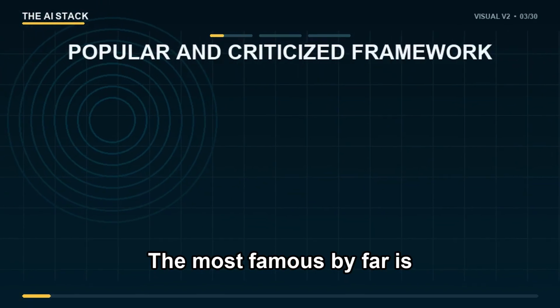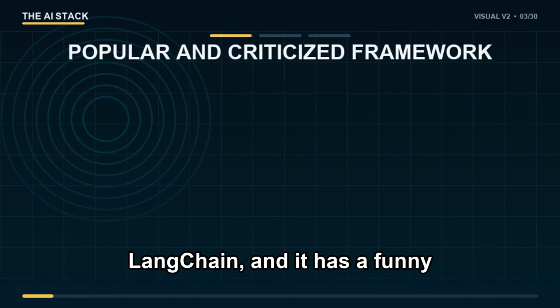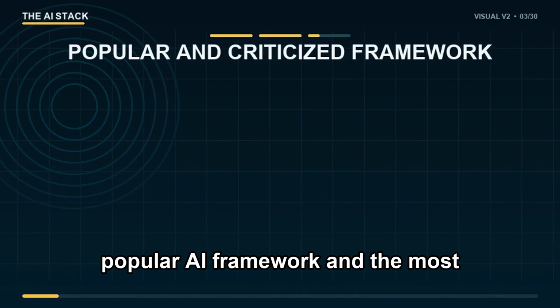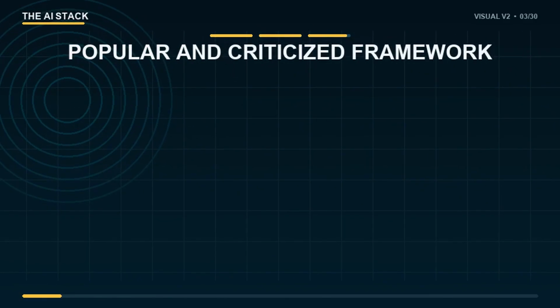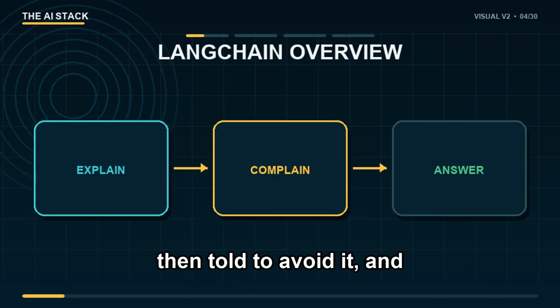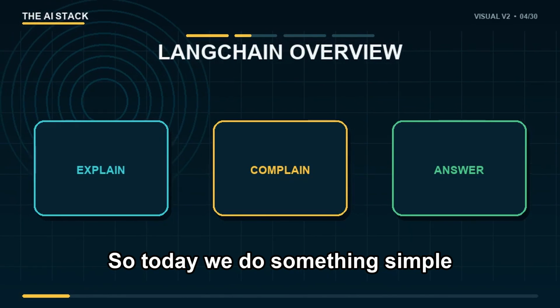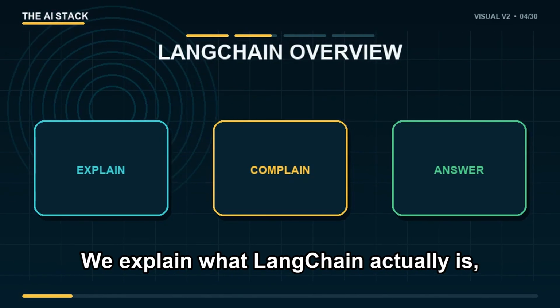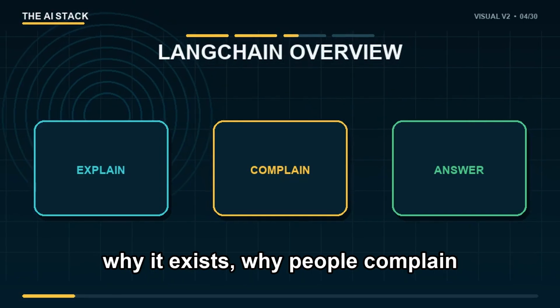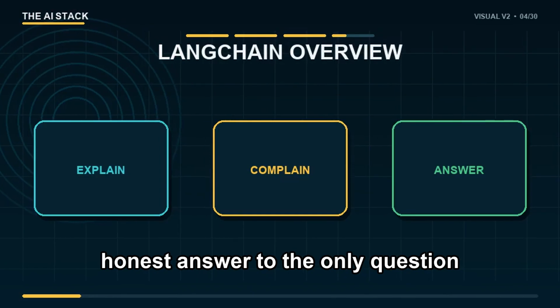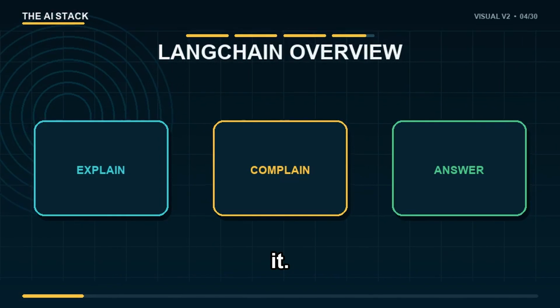The most famous by far is LangChain, and it has a funny reputation. It is simultaneously the most popular AI framework and the most criticized one. Beginners are told to use it, then told to avoid it, and end up confused. So today we do something simple and rare. We explain what LangChain actually is, why it exists, why people complain about it, and give you an honest answer to the only question that matters: do you actually need it?